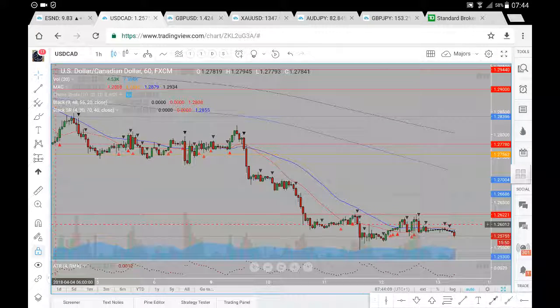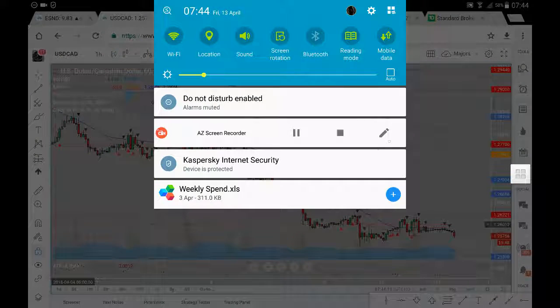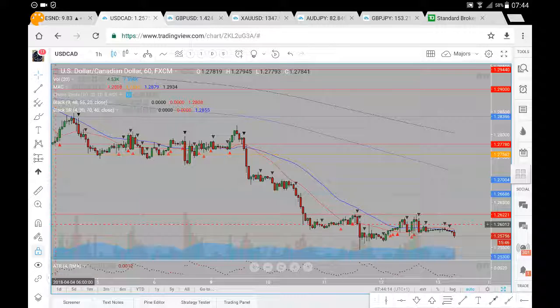So this is the US dollar CAD analysis for Friday, 13th of April. Now let's have a look at prices and where prices may likely go. Previously we had prices oscillating in around that 127.56 and 127.78.